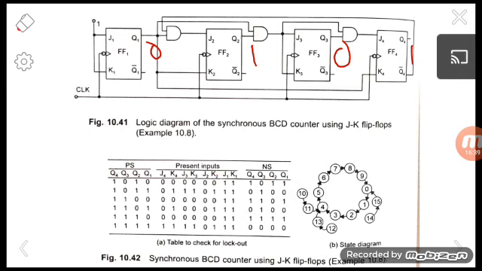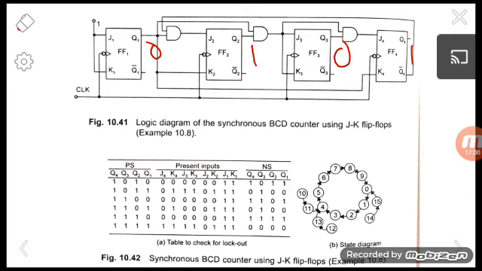J3 and K3 are also 0, 0, so the output Q3 continues as 0. And J4, K4 is also 0, 0 here, so the output Q4 continues as 1. So the next state will be 1, 0, 1, 1.